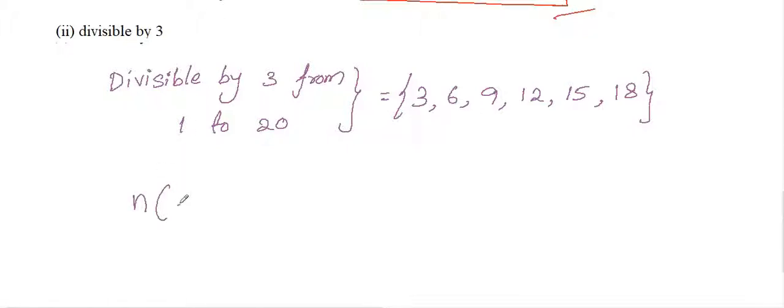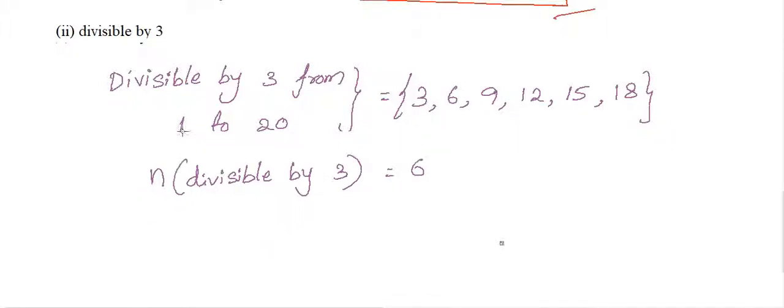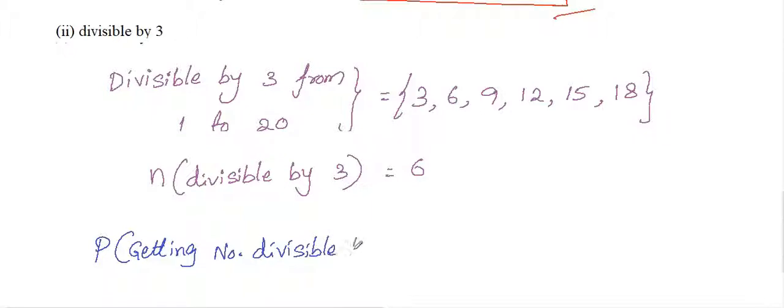So how many numbers are there? We have 6 numbers. So the favorable outcomes are 6, and the probability of getting a number which is divisible by 3 is the number of favorable outcomes, which is 6, divided by the total number of outcomes, which is 20. So the probability is 6 divided by 20.